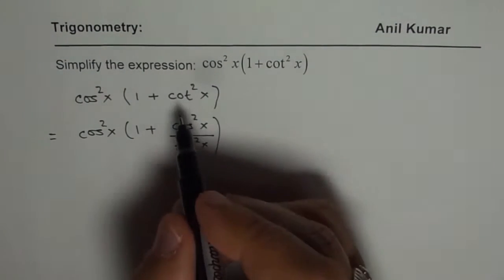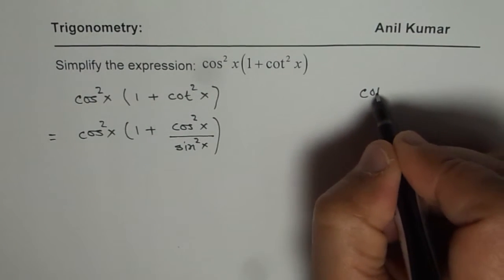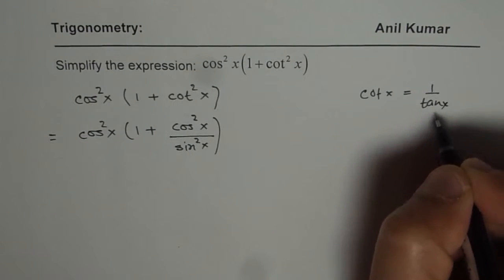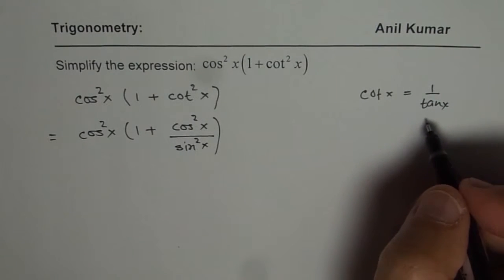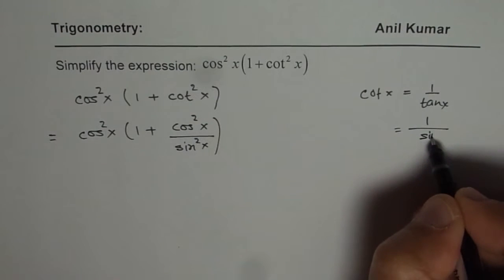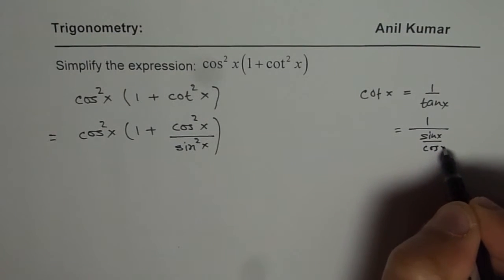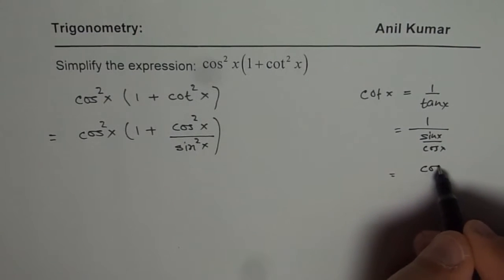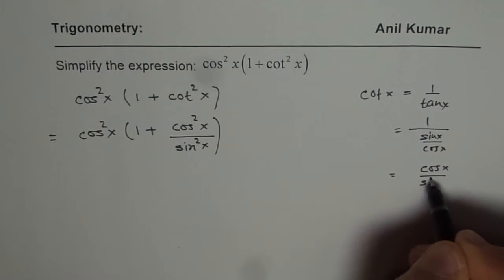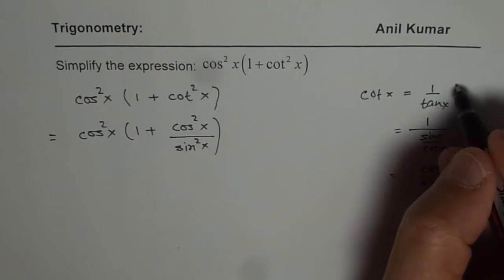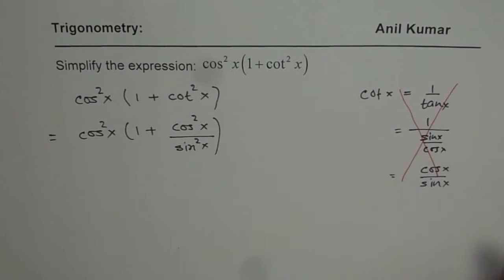I know some students prefer to write cot x as equal to 1 over tan x, and then they continue and do 1 over sine x over cos x, and sometimes they get lost here, and then finally they get cos x over sine x, right? My advice to them is avoid this. Don't do all this. This is not very good.